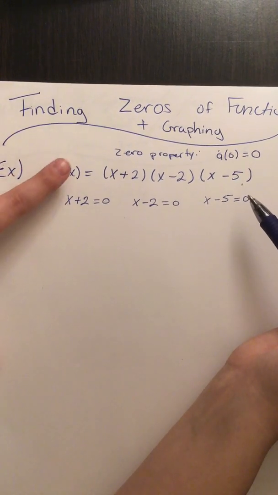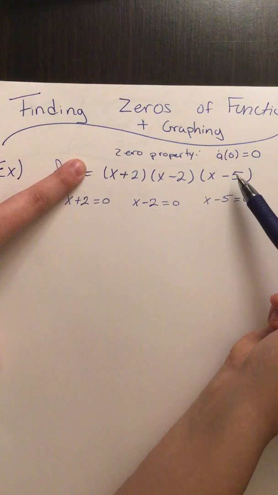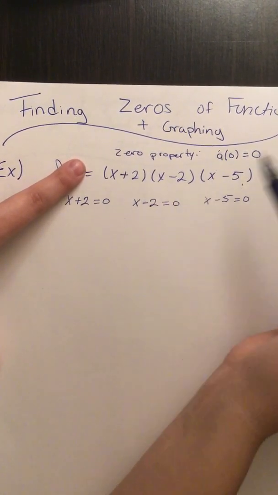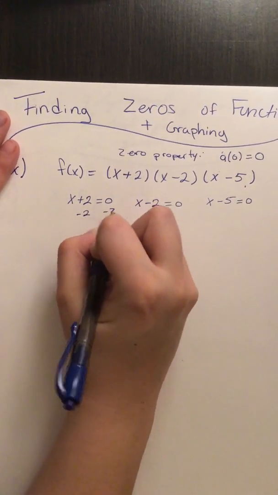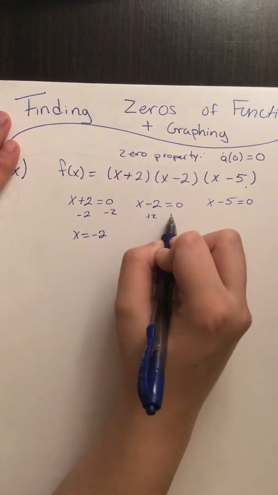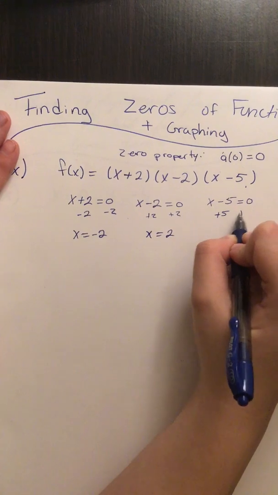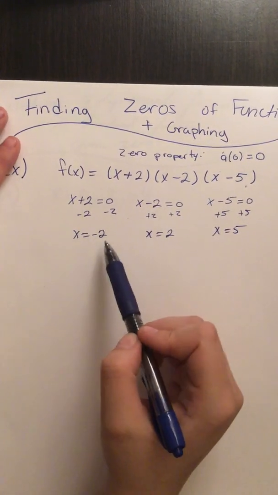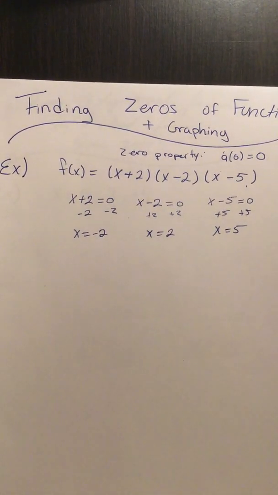It's setting the function to 0, and what can x be to get 0? Okay, so each term has to be set equal to 0. Then we just solve. So our zeros are -2, 2, and 5.